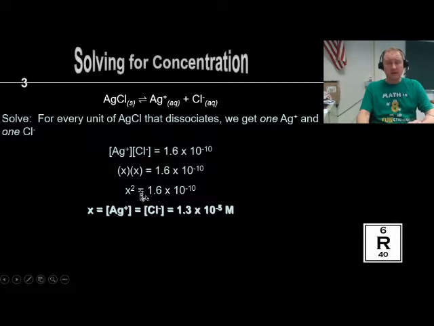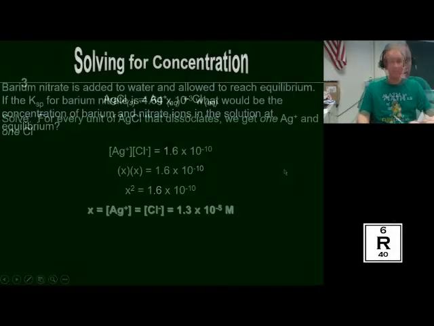Make sure that you can take the square root of 1.6 times 10 to the negative 10th and get this number here, 1.3 times 10 to the negative 5th molarity. So this is the concentration at equilibrium of X. And remember, X is both the silver and the chloride. So X is the silver and the chloride, and it's 1.3 times 10 to the negative 5th.